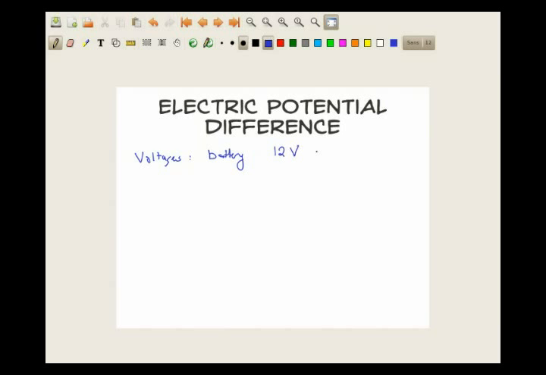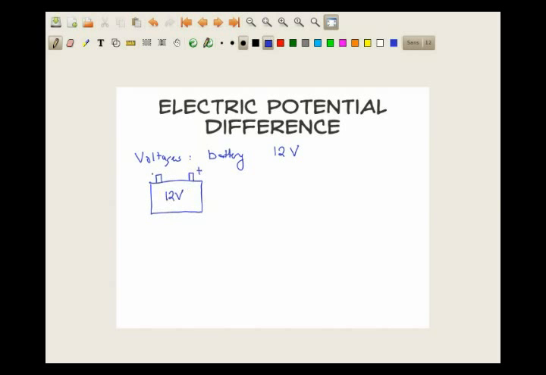Now, when we say that a battery has 12 volts, what we're really saying is that for every coulomb of charge that moves from one terminal of the battery to the other terminal of the battery, the battery does 12 joules of work on that coulomb. Okay, so let's put this in sort of concrete terms. We have a battery that's 12 volts.